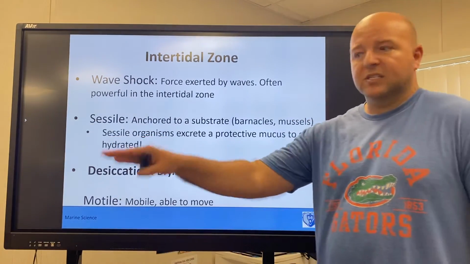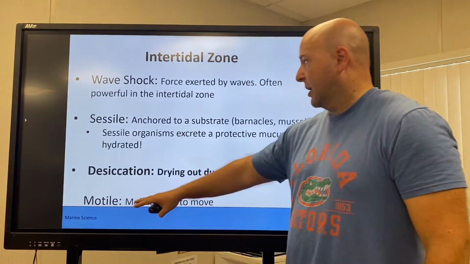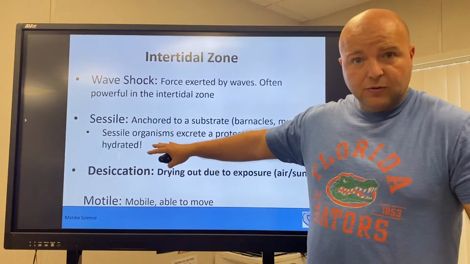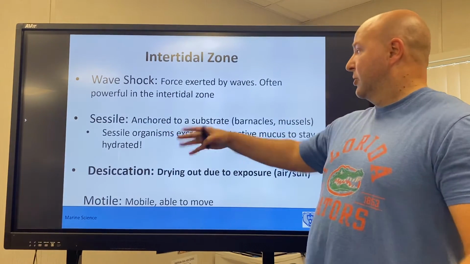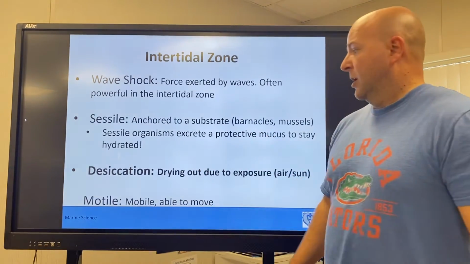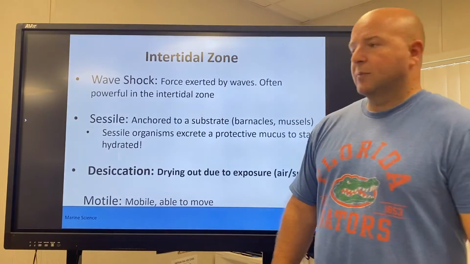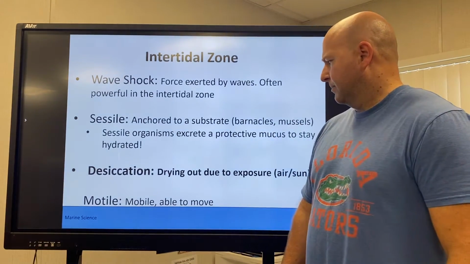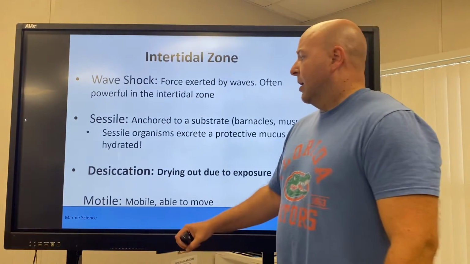Some things are going to be sessile, some are going to be motile. Sessile, we've already mentioned throughout the year, is where an organism is anchored to a substrate or a hard surface. Those are going to be things like barnacles. And motile are the things that are able to move around. So our crabs and some shorebirds and that kind of thing that are able to move around.